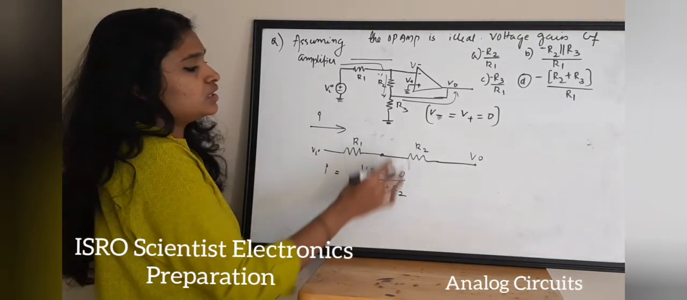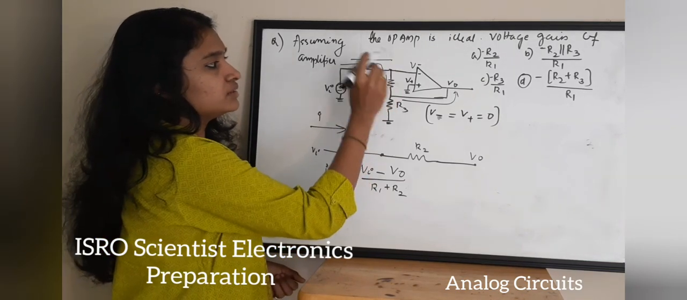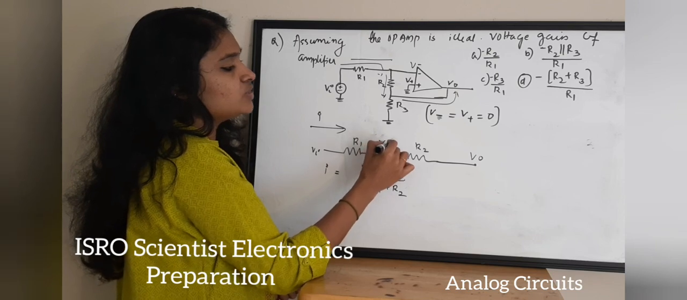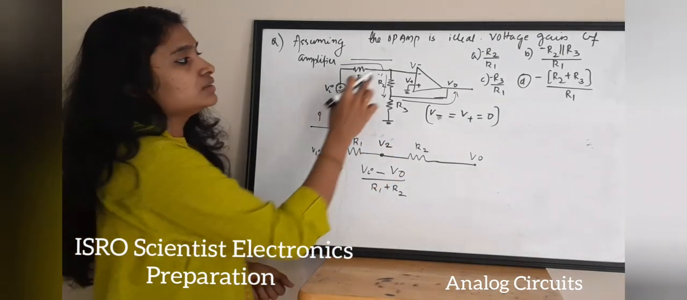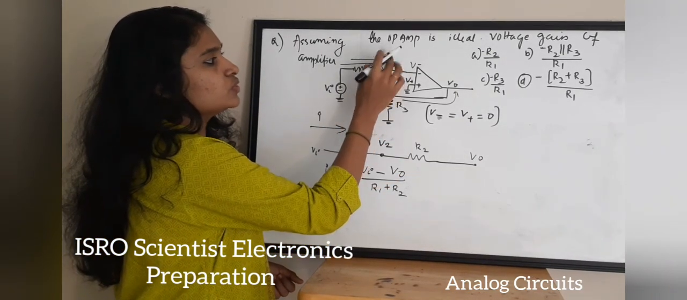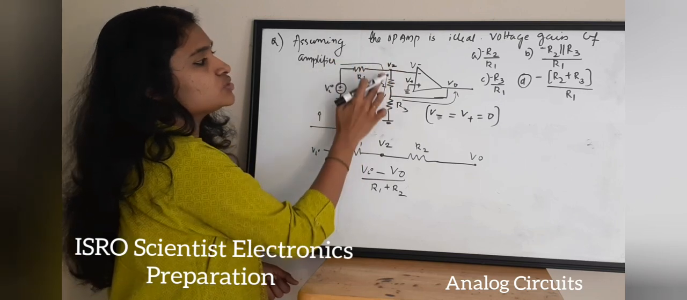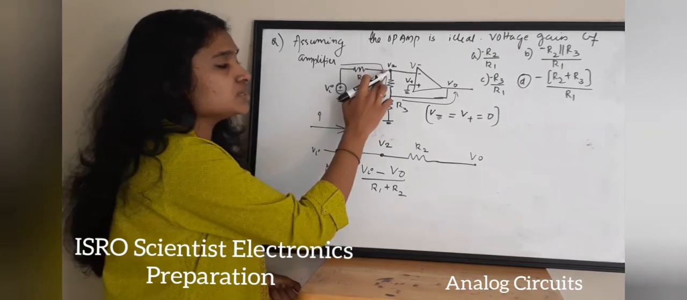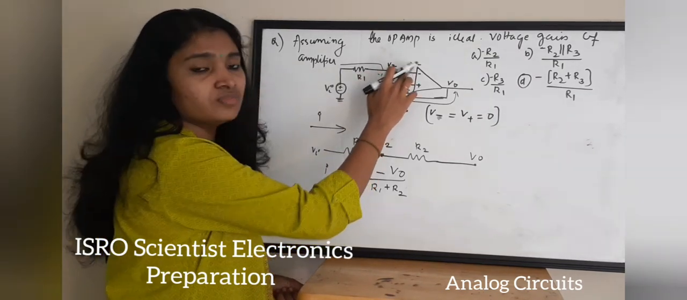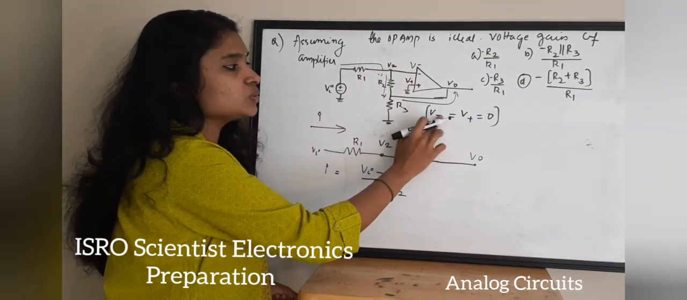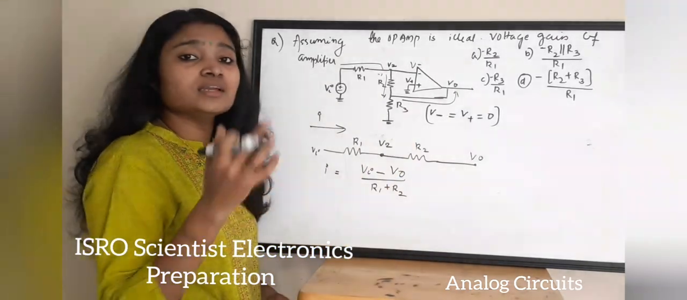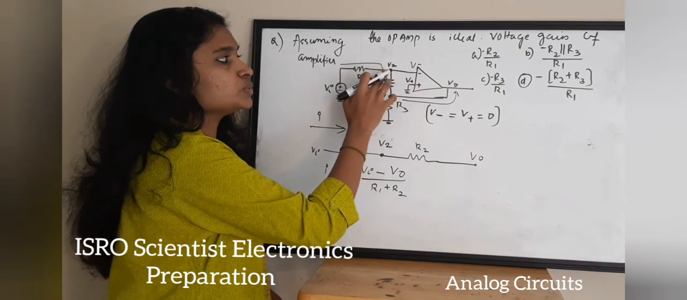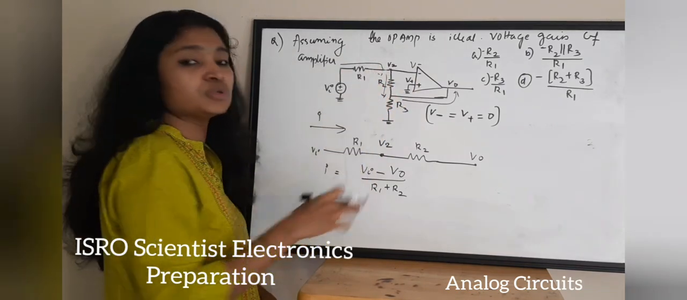And if you see here, there is a node here. Let the voltage in this node be V2. This voltage V2 will be equal to what? This voltage V2 is equal to V negative, which is equal to 0, because we know that the differential voltage at the inputs of an ideal op-amp is 0. This voltage is equal to this voltage, and hence V2 is equal to 0.